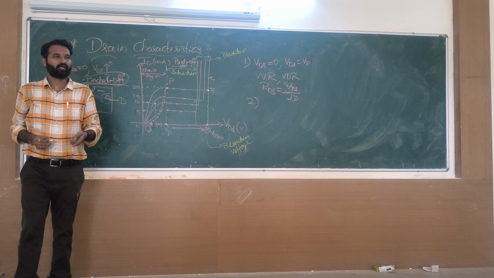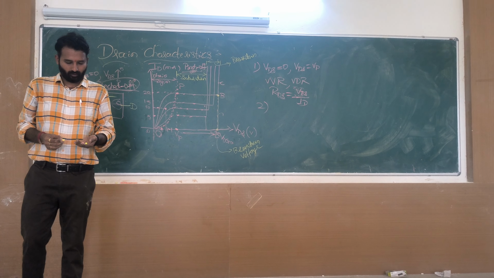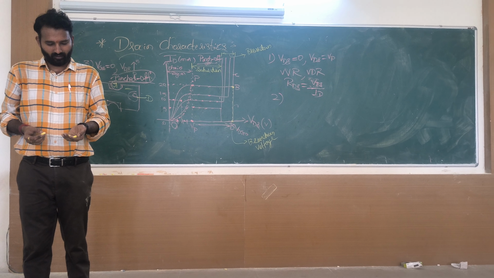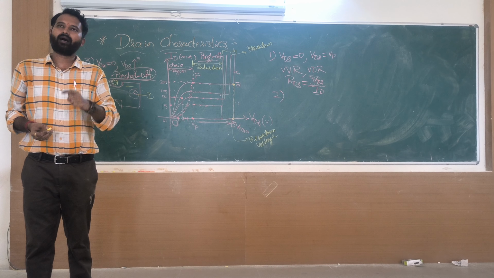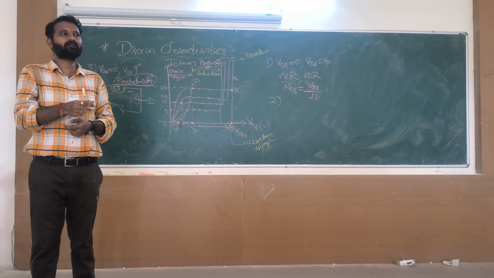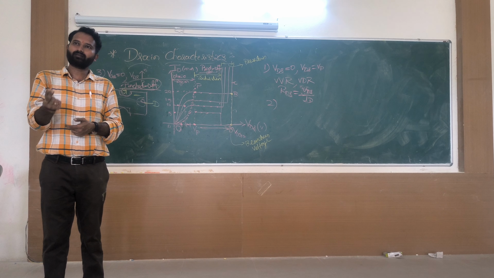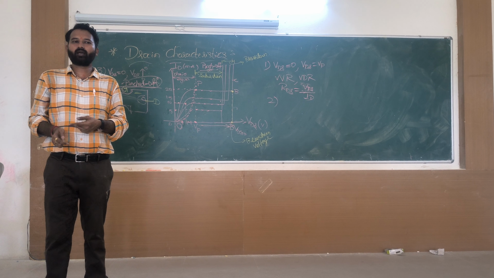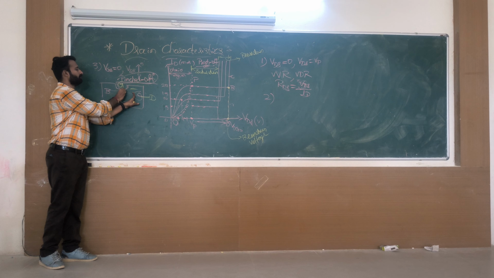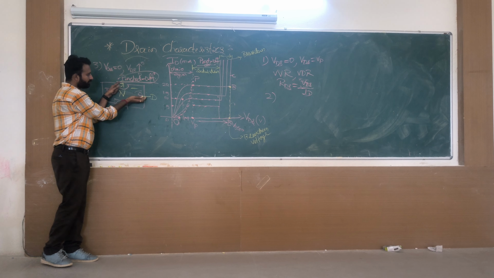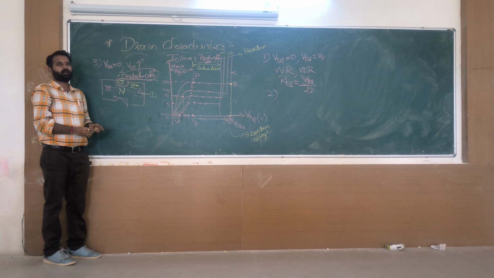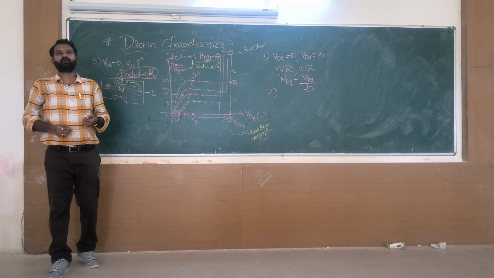I am telling multiplication. 4 into 4? 16. 16 into 4? 64. Like that, avalanche multiplication will happen. Because you are increasing the drain to source voltage, that will cause an increase in the number of electrons. What are the majority carriers in N? Electrons. They will increase between gate and drain, which causes breakdown.